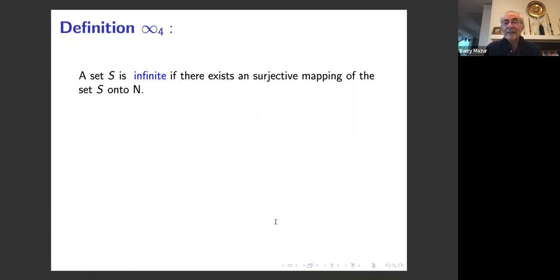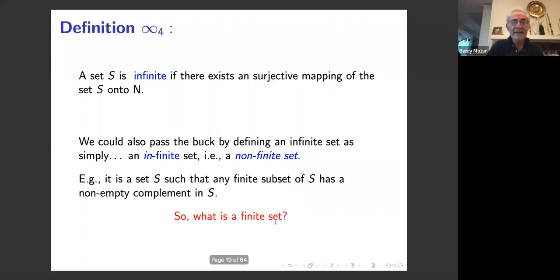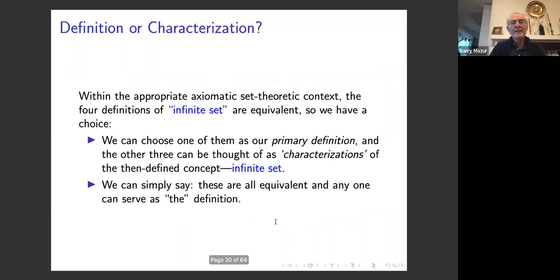Definition 4 is very similar. It replaces injective by surjective. The set is infinite if there's a surjective mapping of S onto the set of natural numbers. And we could also pass the buck by defining an infinite set just as an infinite set, that is to say a set that's not finite, but that does pass the buck because we're left with then the question, what is a finite set? So there we are with a whole bunch of definitions.